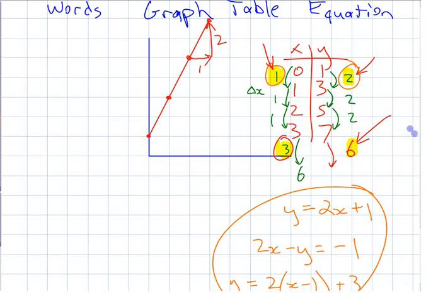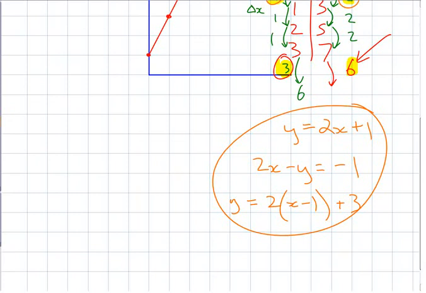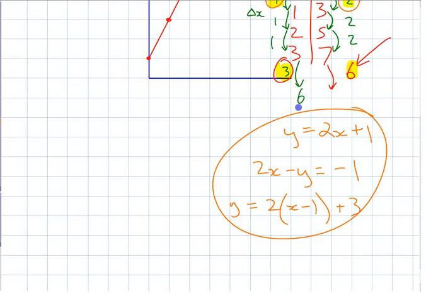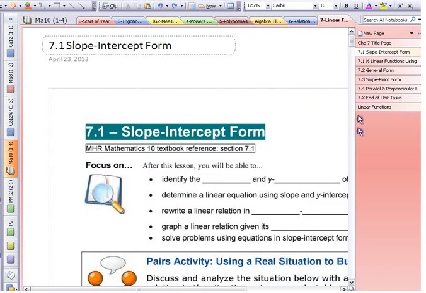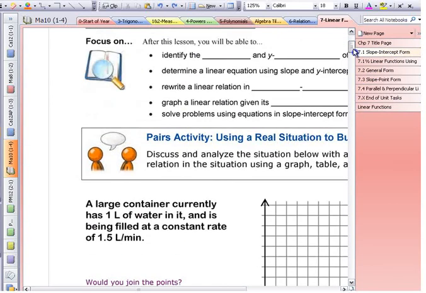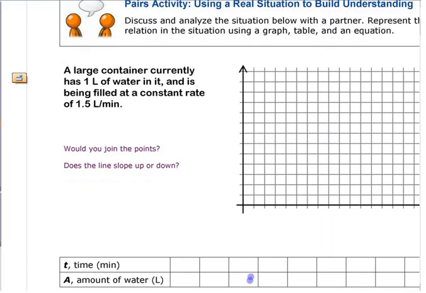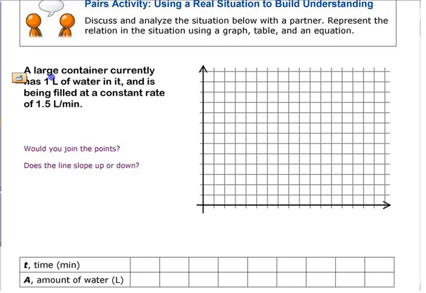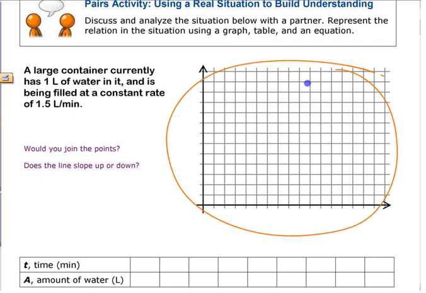Okay, and then of course words. Done that before. So the first activity you have to do here is using a situation to create a graph and a table, and then try and write some equations for that, or write an equation for that. Okay, so if you look at the first activity to do in here, it gives you a situation. It just says something simple like something continuous. A large container currently has 1 liter of water and is being filled at a constant rate of 1.5 liters per minute. So you're going to create a graph, decide whether you join the points or not.